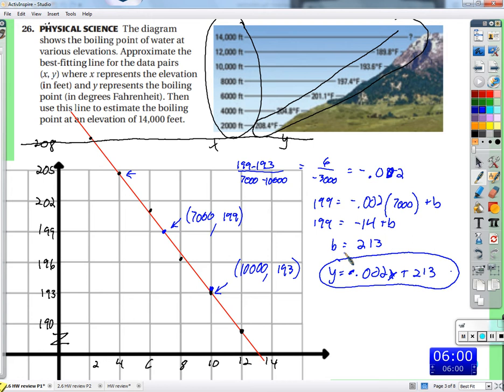Are we supposed to do anything else? The boiling point at 14,000. So y equals negative 0.002 times 14,000 plus 213. What do we get? Negative 28. Negative 28 plus 213 is 185.